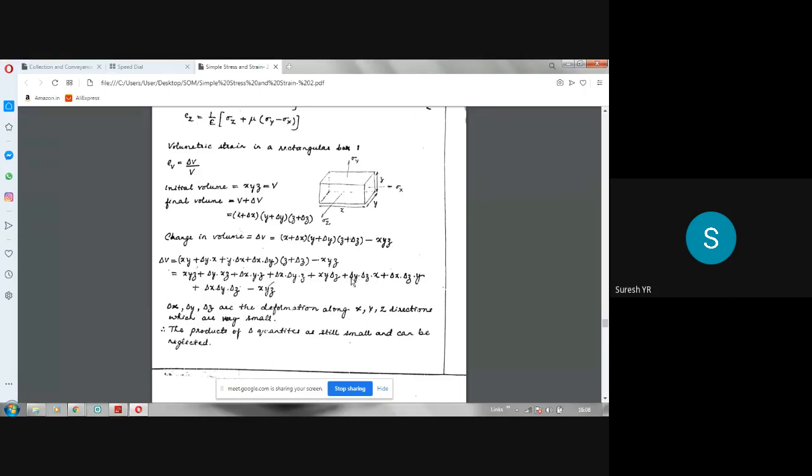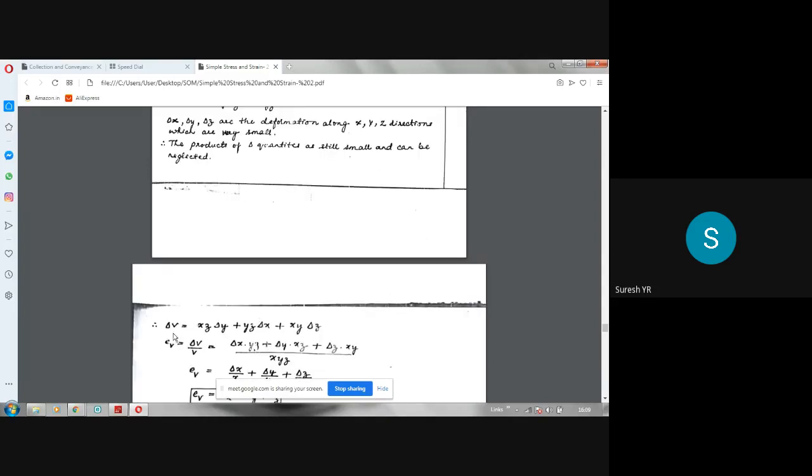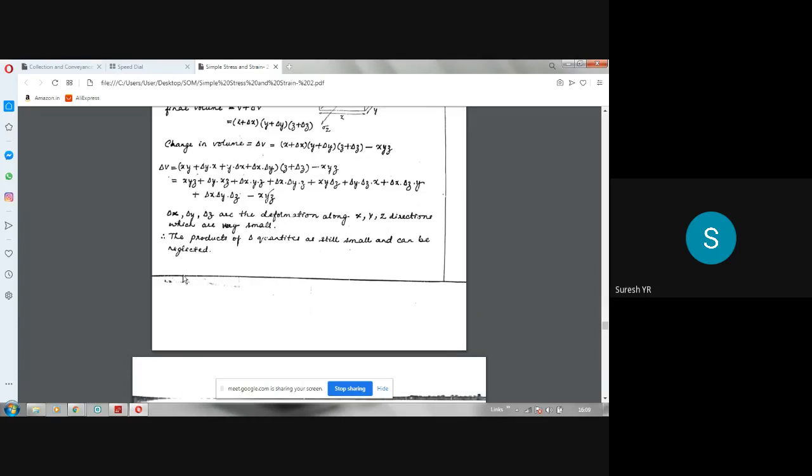And this also you can neglect. Delta y into delta z you can neglect. Delta x into delta y into y, this term you can neglect. This also you can neglect. Delta x into delta y into delta z, you can neglect this also. So by neglecting these four terms, 1, 2, 3, 4 terms, and by cancelling this xyz term, you'll be left with, so very simple, delta V, the change in volume, is equal to only these three terms.